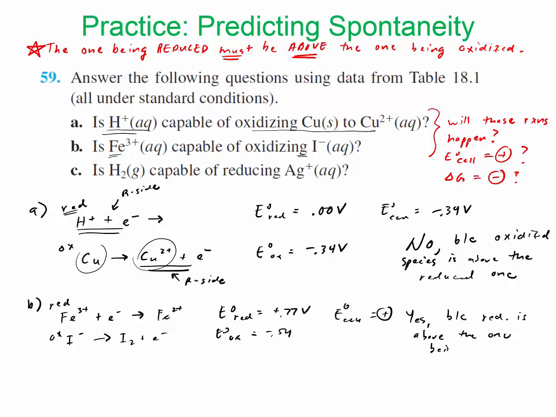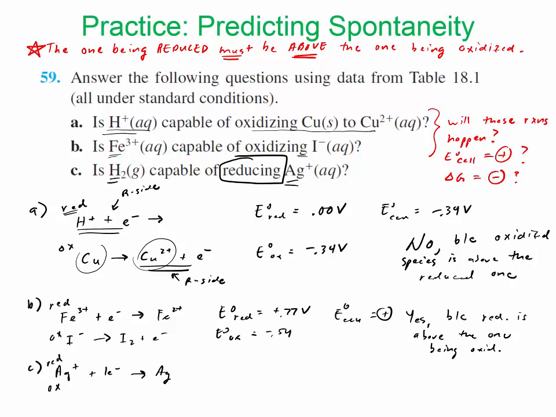the one being oxidized. Okay, let's take a look at part C. So we're going to write the half reactions again, find them on the SRP table. H2, we actually want to show this one being oxidized. This is a little change up here. This one says Ag plus needs to be reduced. So there are reduction half reactions. This one, Ag plus electrons makes Ag, and the one being oxidized is H2.